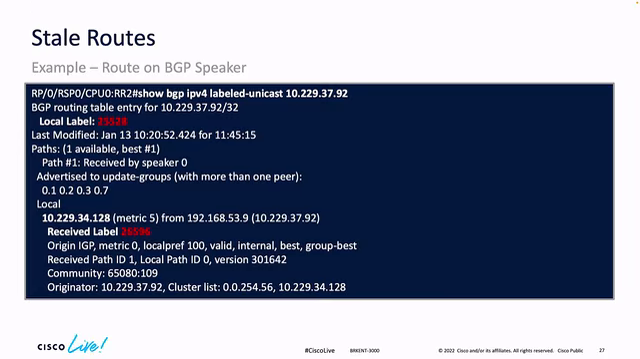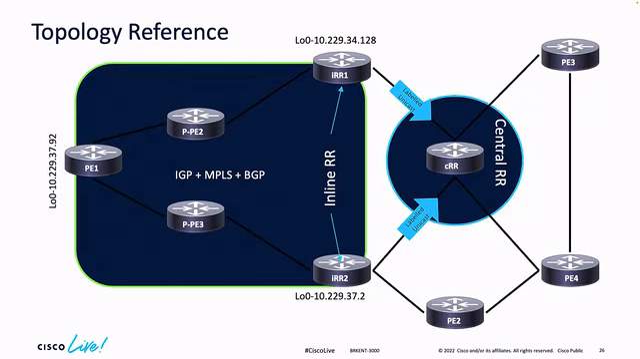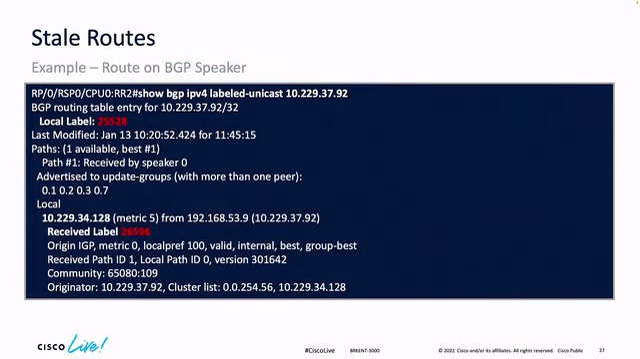So if I go back to the diagram, I'm on RR2. RR2 is the lower route reflector. I'm looking in the BGP table of this route reflector for the entry for this loopback IP. The local label is the label that this RR2 is going to advertise to its neighbors. The receive label, which is 26,596, is the label that this RR2 received from RR1.